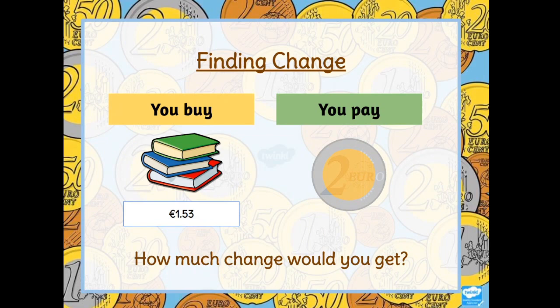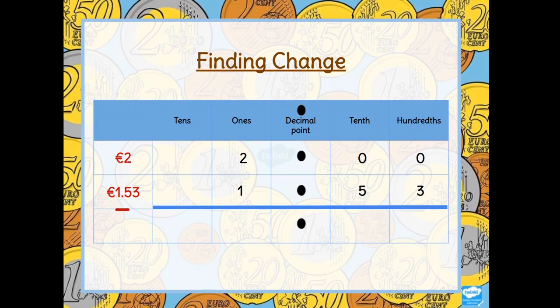So let's say today, the first example, you want to buy these books and they cost €1.53 and you pay €2. The question is, how much change would you get? You're going to place the numbers in the place value chart, and remember, when you are finding change, you're going to subtract the smaller number from the bigger number. So you have €2 in the place value chart, 2 ones and 0 tenths and hundredths, and you have €1.53, and we are going to subtract.